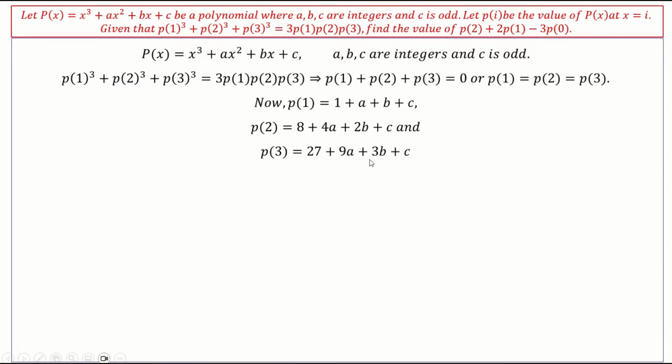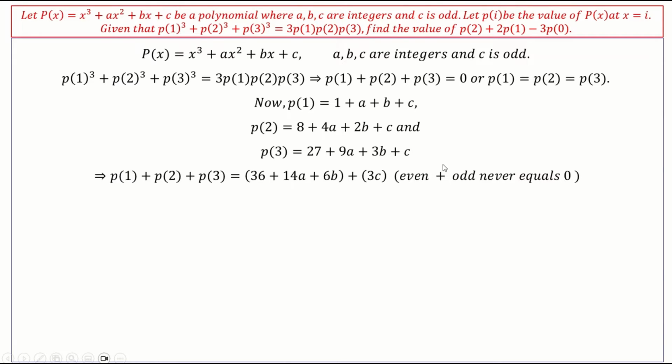P3 equal to 27 plus 9A plus 3B plus C. So P1 plus P2 plus P3 is basically 36 plus 14A plus 6B plus 3C. Why I put this one separate is, this is 3 times an odd number. Correct? Odd times odd is odd again.